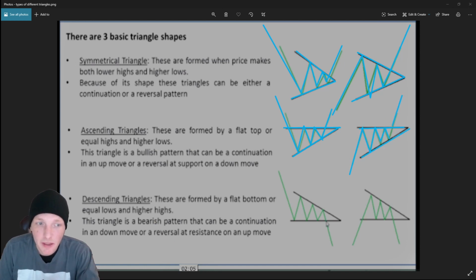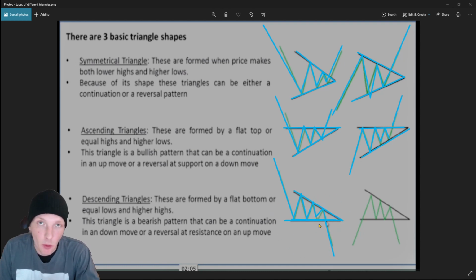And then we have a descending triangle. These are formed by a flat bottom or equal lows and lower highs. This triangle is a bearish pattern that can be a continuation in a down move or a reversal at resistance on an up move. So this stock was in a downtrend and it found a bottom right here. And then it's consolidating, forming this wedge here, and then it just continued lower.